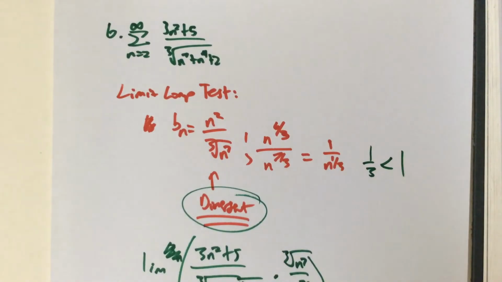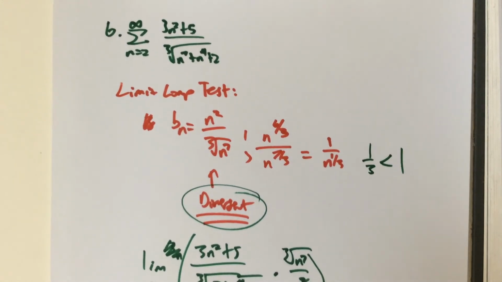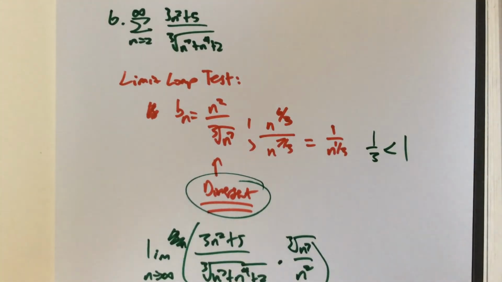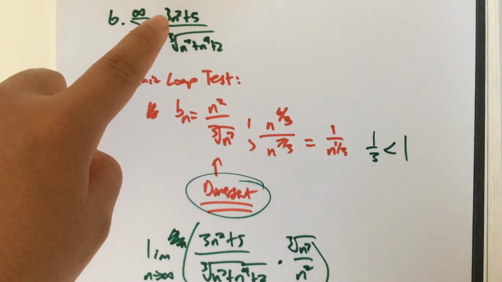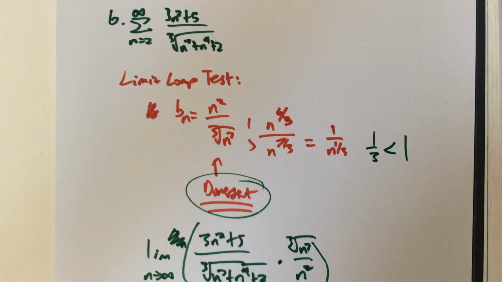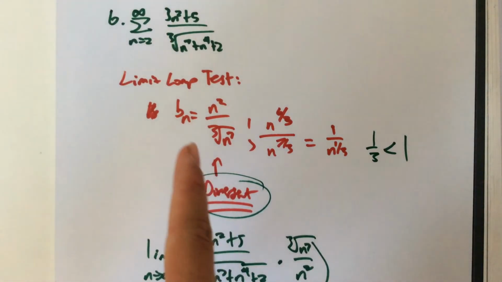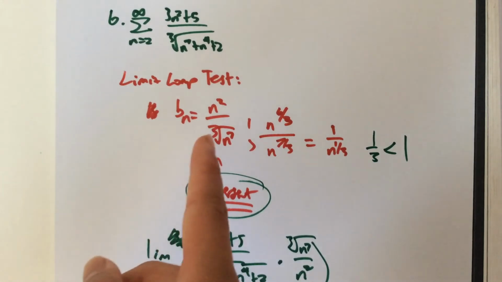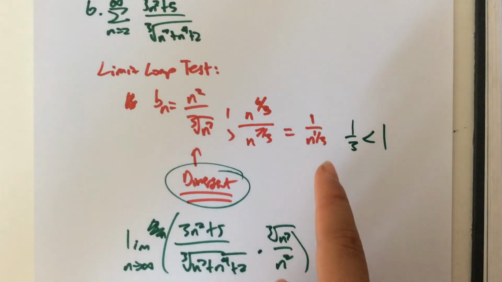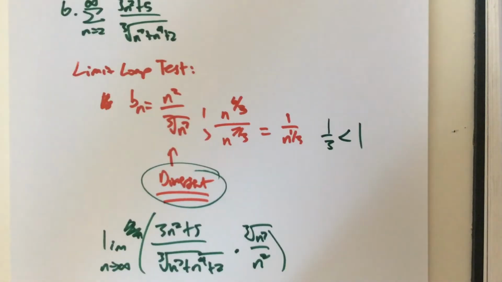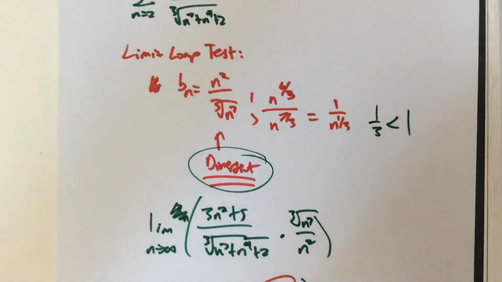Question number 6 gives the series of 3n squared plus 5 over the third root of n to the 7th plus n to the 4th plus 2. So the limit comparison test is very easy to use in this problem, because you can compare this with a p-series because the first two terms can be canceled out later on. If we use the limit comparison test, we can set b sub n to the first two terms here, and that would simplify to 1 over n to the 1/3. And because 1/3 is less than 1 by p-series, b sub n is divergent.